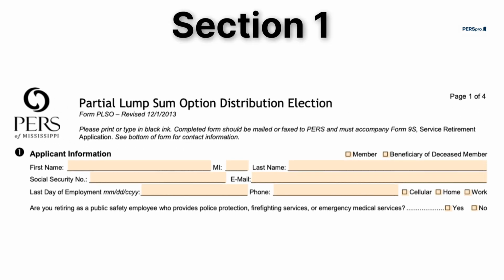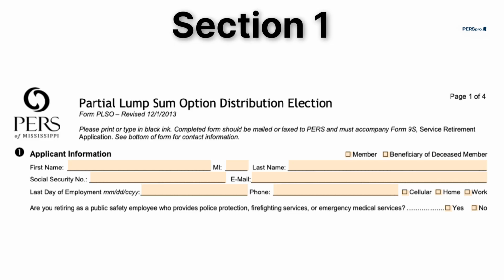Just like Form 9S, be sure to legibly print or type in a fillable PDF using black ink. The first thing you must do is check whether the applicant is the member or a beneficiary of a deceased member. Then you must provide your full legal name, first name, middle initial, and last name, and your social security number. Double check this for typos, as errors can delay processing.